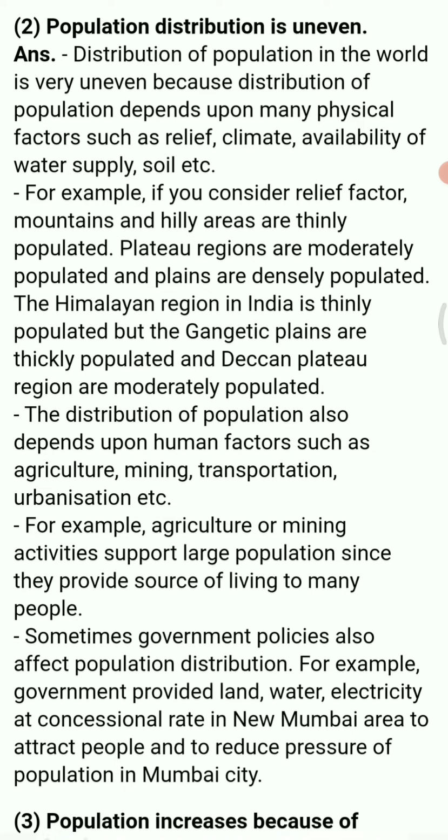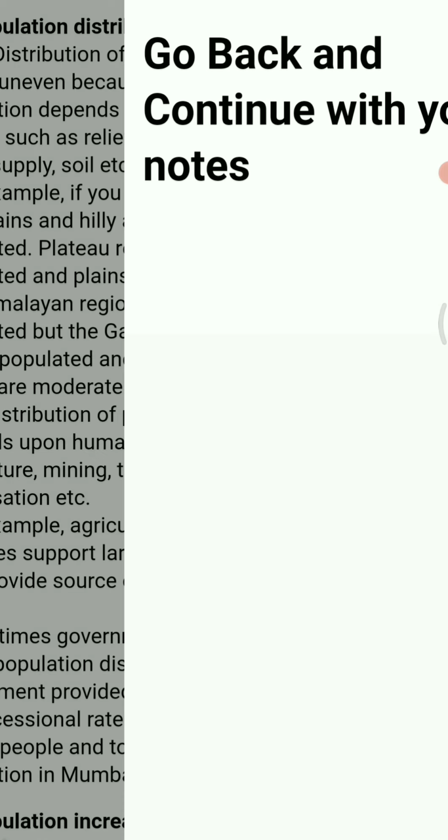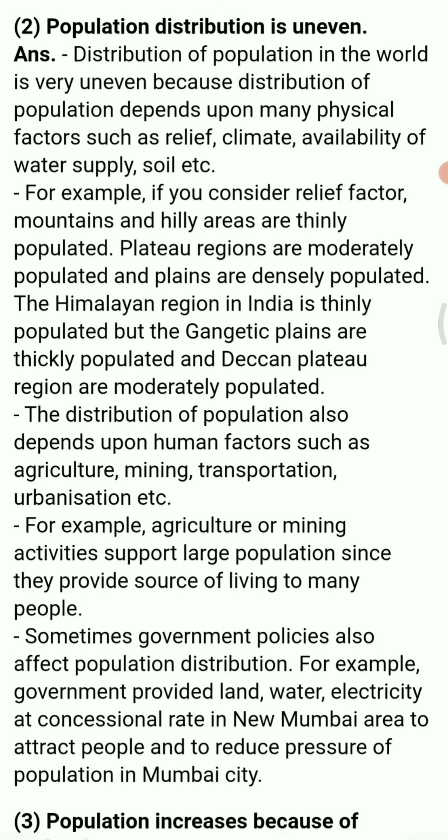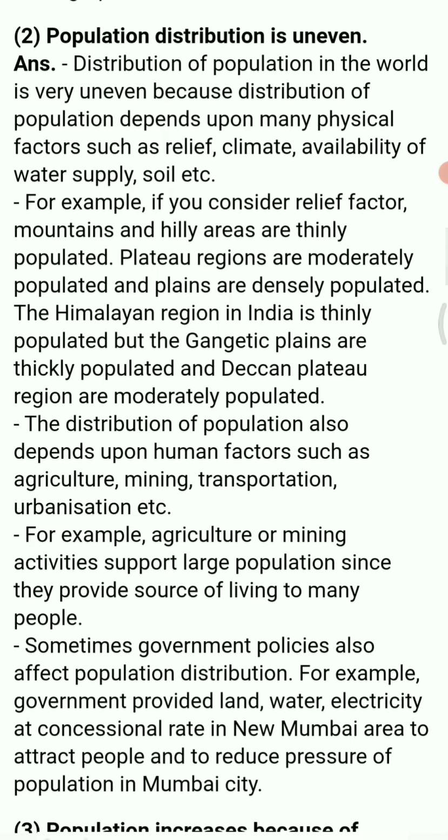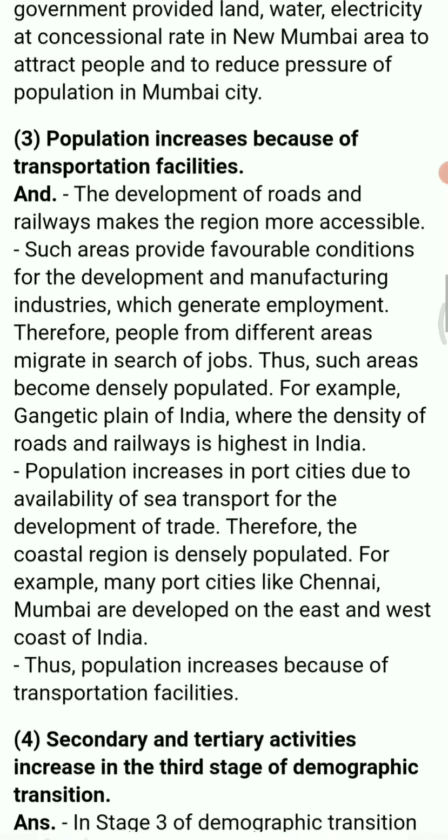So agriculture, mining, transportation and urbanization are all very important in the case of population attraction. Sometimes government policies also affect the population distribution. We can take the example of Japan, where Tokyo was highly populated. The government was giving incentives to the people to please move away from Tokyo and stay somewhere else. Such things are also done by governments to distribute the population. Hence the population distribution is totally uneven throughout the world.